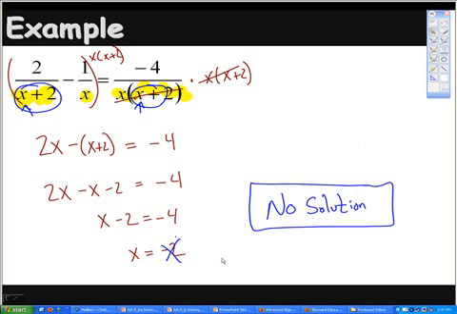Luckily that doesn't always happen, but sometimes we're going to run into that. That's why we always need to check our answers to make sure they work.